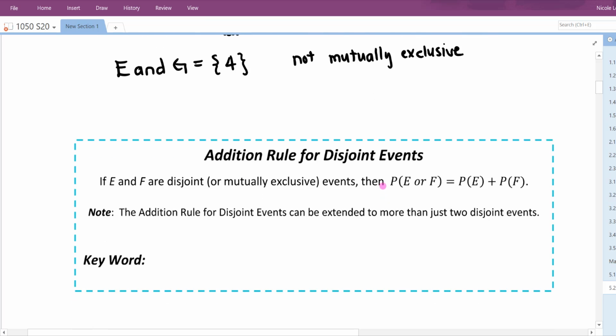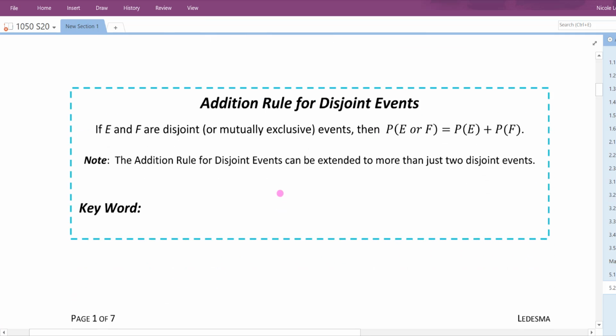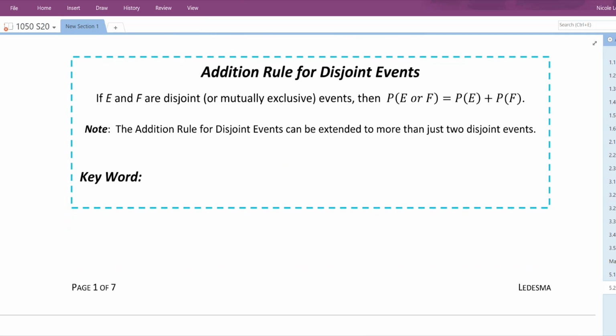All right, so now let's look at our first rule in this section, and that's going to be called the addition rule. But this addition rule only works for disjoint events, so it only works for events that do not have anything in common. After we go over a few examples of using this addition rule, then we'll look at another addition rule for when they do have things in common.